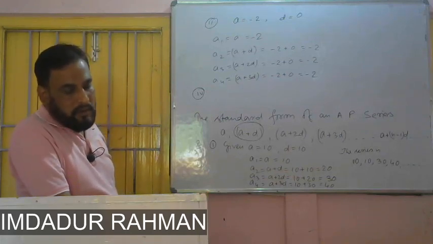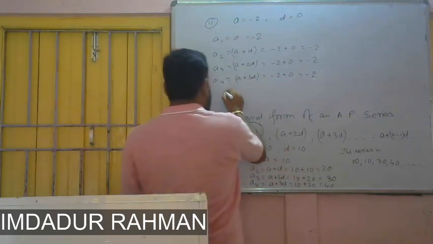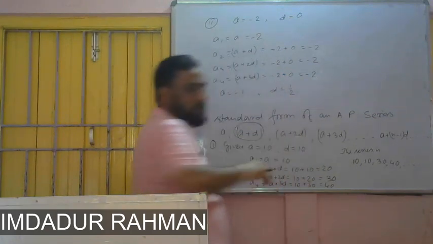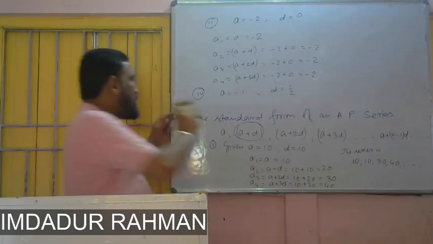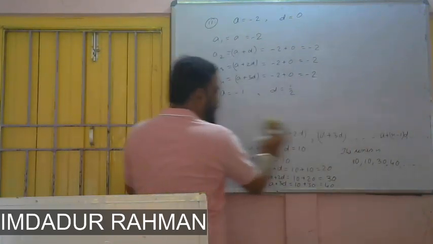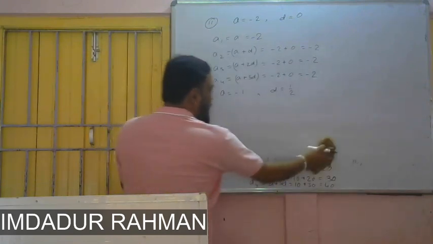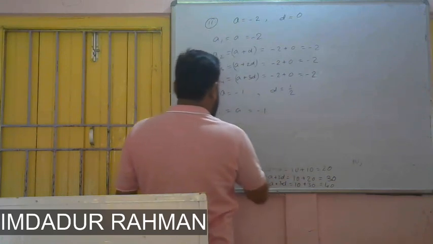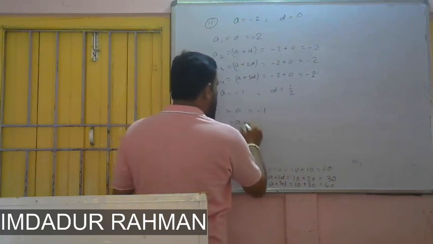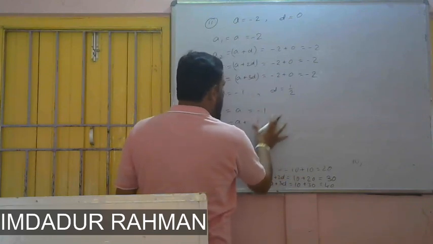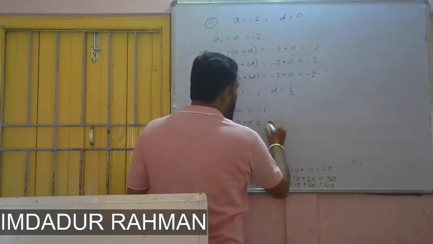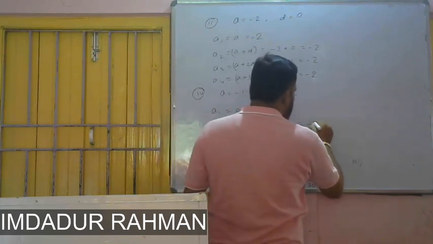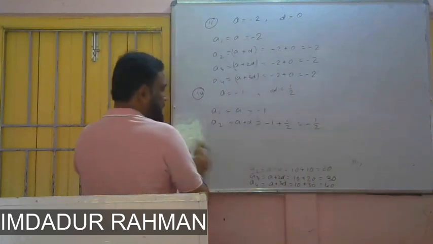So what is number 4? a is minus 1 and d is 1 by 2. So here we will write the first 4 terms: a1 is equal to a is equal to minus 1, a2 is equal to a plus d. a plus d is equal to how much? Minus 1 plus half is equal to minus half, isn't it?